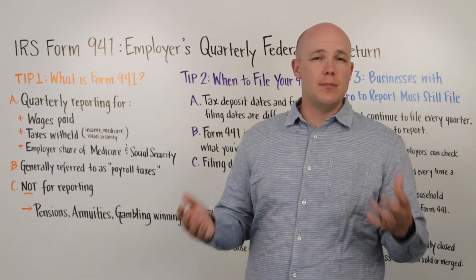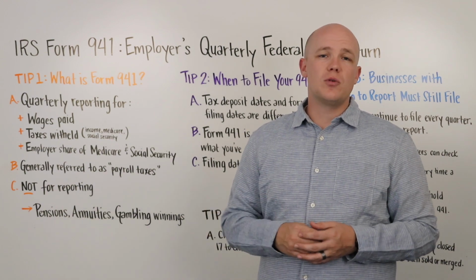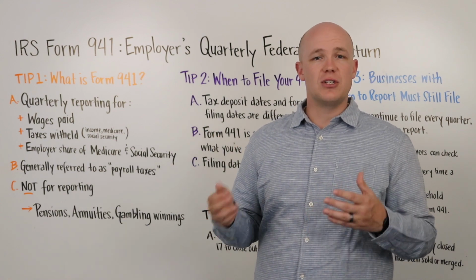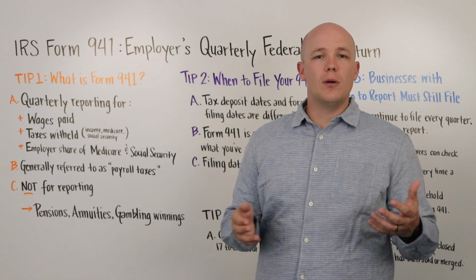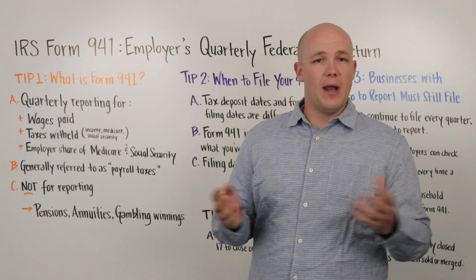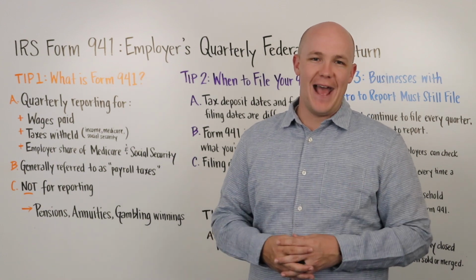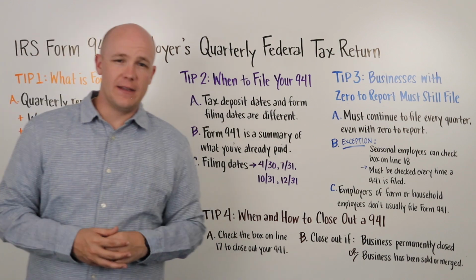However, that doesn't mean that all income should be reported on Form 941. Don't use this form to report backup withholding or income tax withholding on non-payroll payments such as pensions, annuities, or gambling winnings. Withholdings from these forms of income are reported on Form 945, an annual return of withheld federal income tax. Tip number two, deposit dates versus form filing dates.